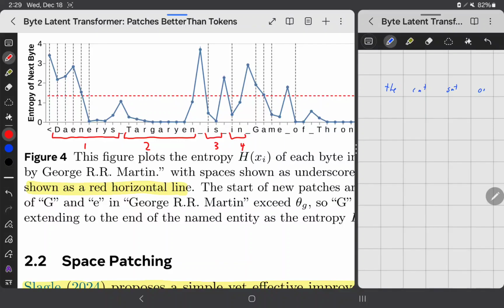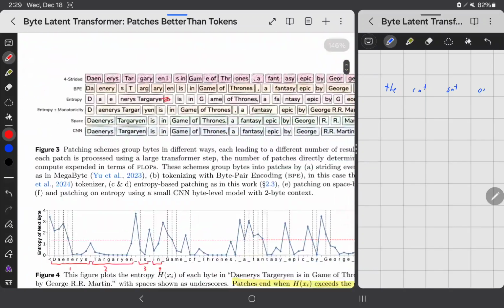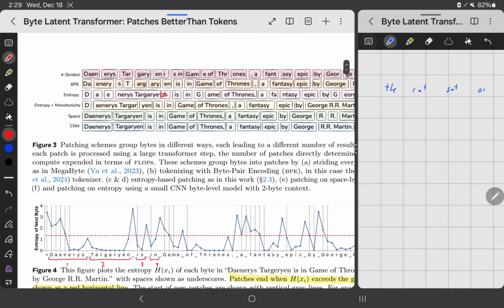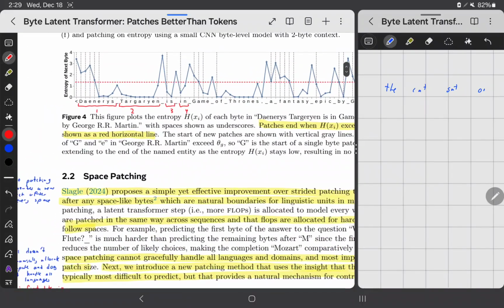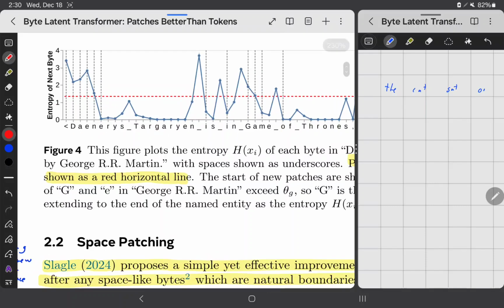So that's one way they do it in the paper. That's one of the trivial ways they mention. You can split it up using spaces. Another way is you can say, I'm going to patchify this by patching every fourth character, which is also a trivial way.